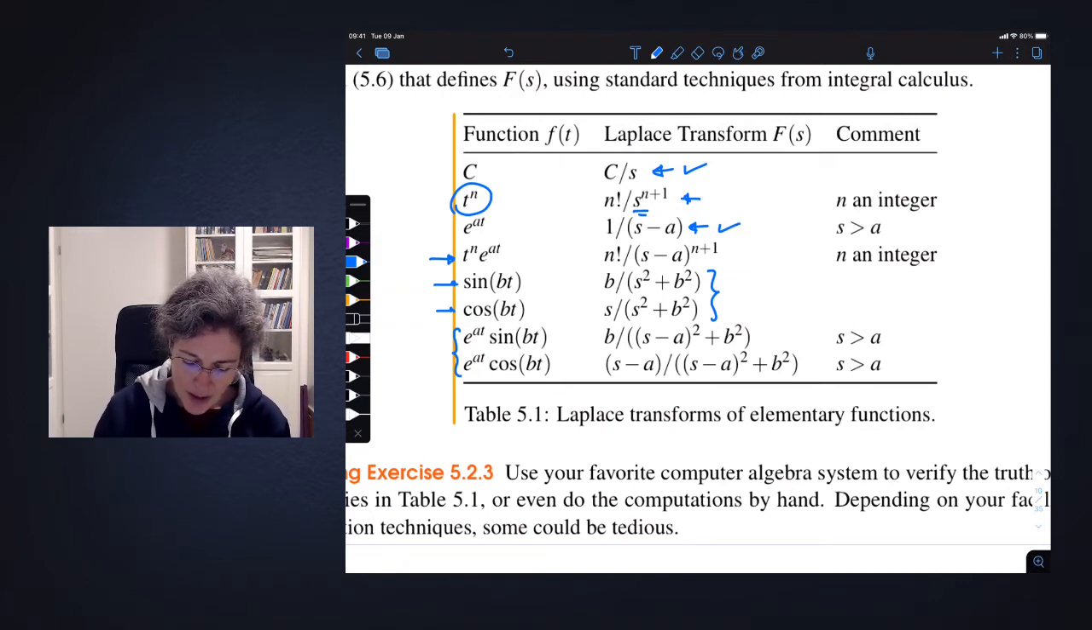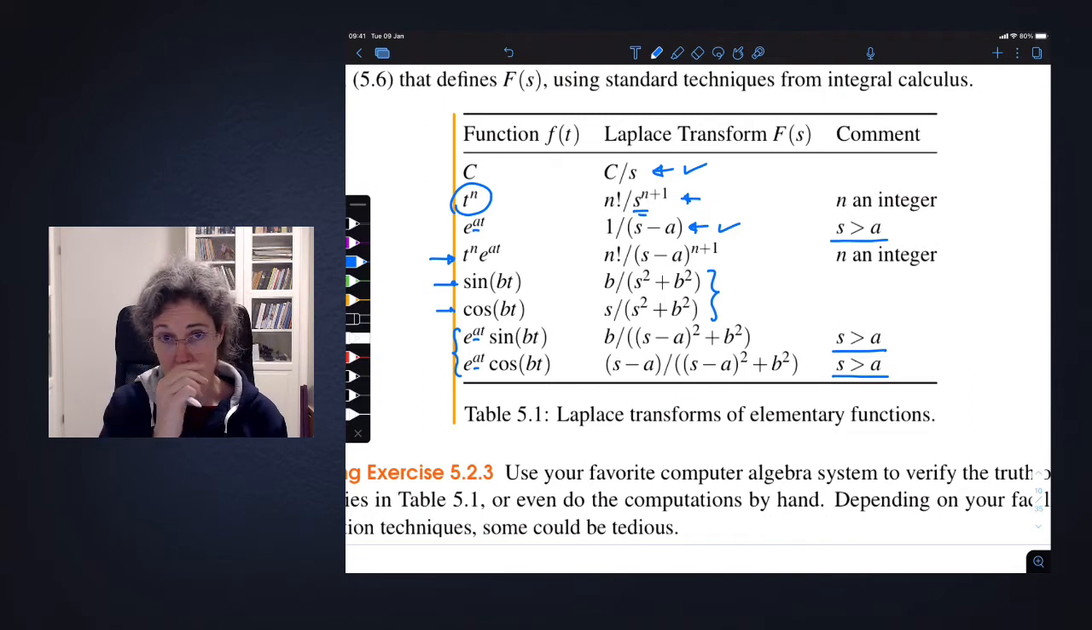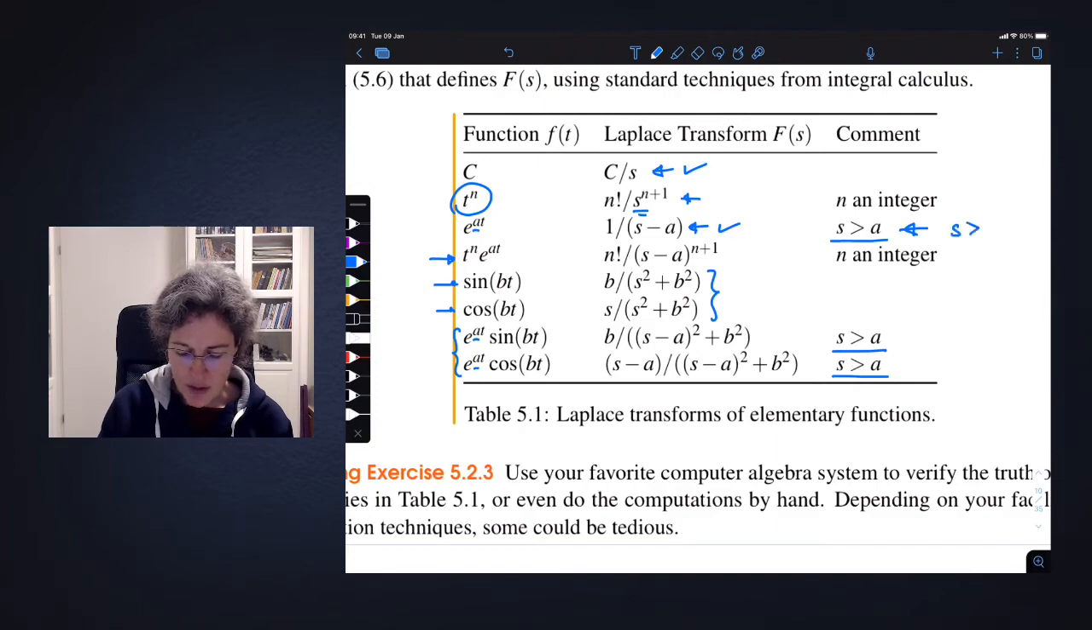So the important thing here is also to note that we have some restrictions on our s's. These are based on the constants in the original function that we're thinking about. So in the example that we looked at over here, s had to be bigger than 3.